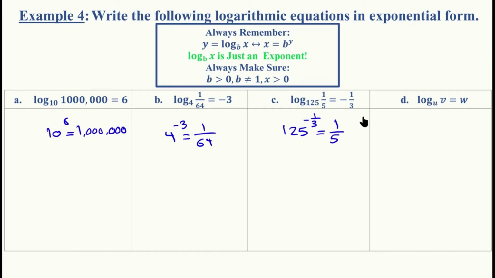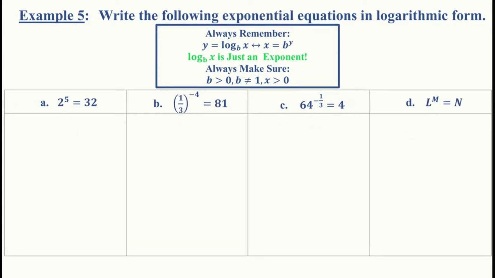So this one is an example to make sure you're not getting attached to these letters. You should be able to convert this now, because you know where everything should go. So you know that u is the base, so that's going to be the base of the exponential equation as well. And w, which is the entire log, is going to become the exponent. And of course, the entire power is going to be the argument. And that's how we do these conversions.